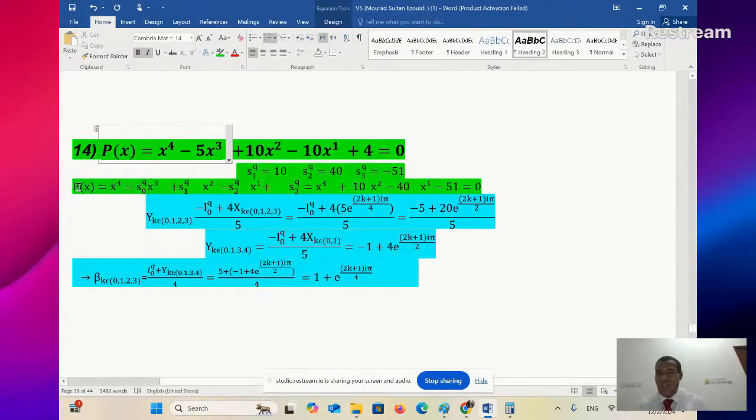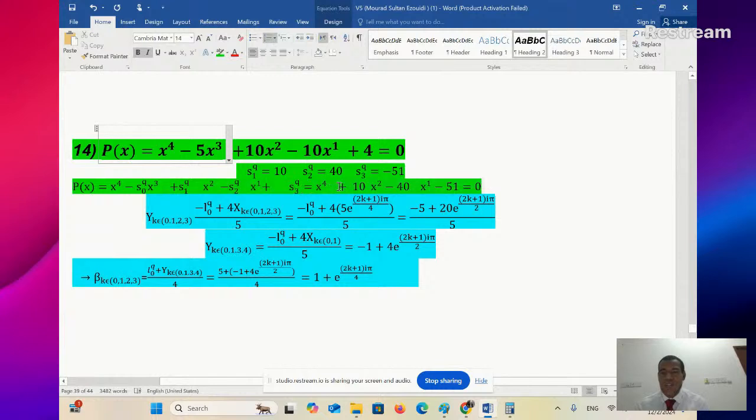So p of x is equal to x raised to the power 4 minus s0 for the cube x cubed plus s1 of 42 times x squared minus s2 of 42 x plus s3 of 42 equals 0. After substituting, I will make x raised to the power 4 plus 10x squared minus 40 times x minus 51 equals 0.